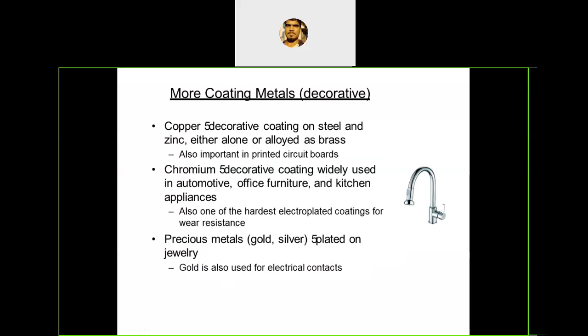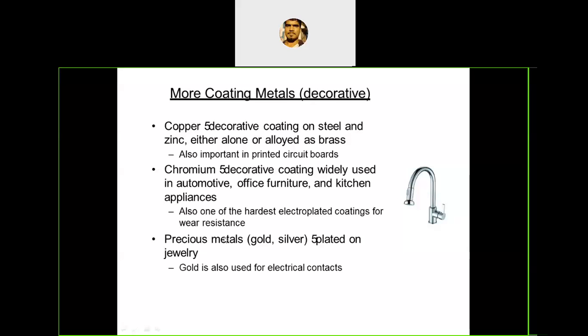And these are some other coating materials: copper, chromium, and some precious materials like gold and silver. I think you have heard of gold and silver coating. For jewelry purposes, silver coating, gold and silver coated jewelry, they are made by this process.